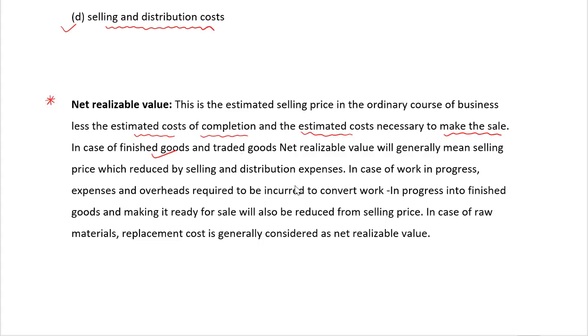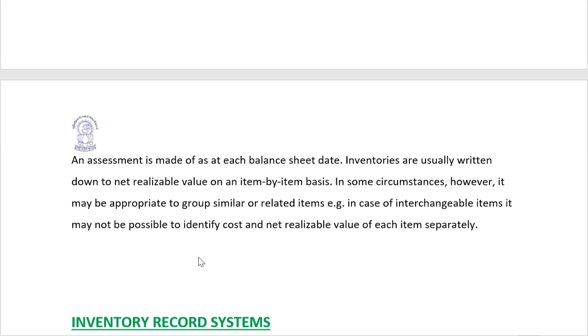In case of finished goods and traded goods, the net realizable value (NRV) will generally mean selling price reduced by selling and distribution expenses. In case of work in progress, expenses and overheads required to be incurred to convert the work in progress into finished goods and make it ready for sale will also be reduced from selling price. In case of raw material, replacement cost is generally considered as net realizable value. Understood? In case of raw materials, the replacement cost is generally considered as the net realizable value.